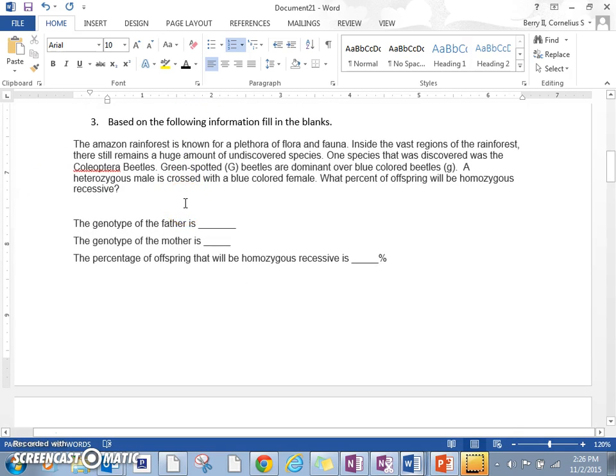It says, based on the following information, the Amazon rainforest is known for a plethora of flora and fauna. Inside the vast region of the rainforest, there still remains a huge amount of undiscovered species. One species that was discovered were the Coleoptera beetles. Green-spotted, dominant G beetles are dominant over blue-colored beetles, which is a recessive trait. A heterozygous male is crossed with a blue-colored female. What percent of offspring will be homozygous recessive?